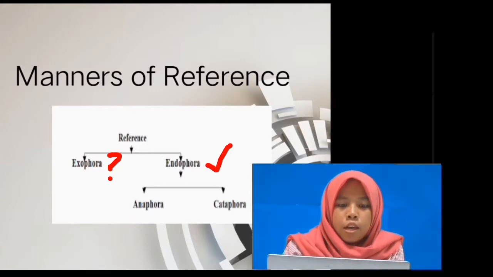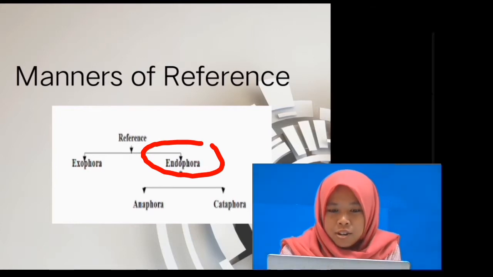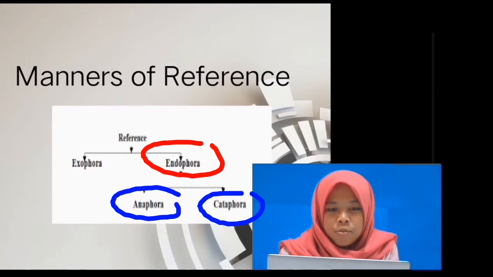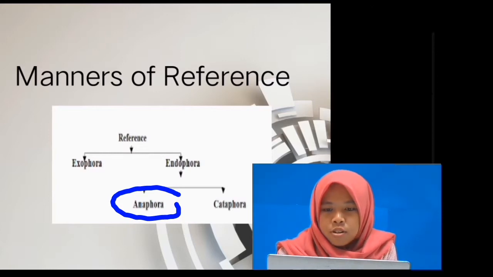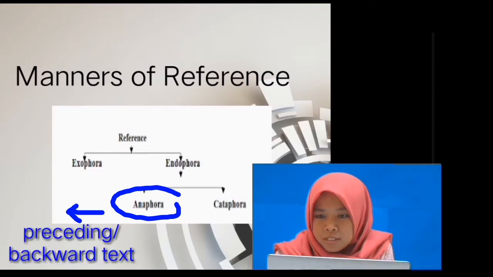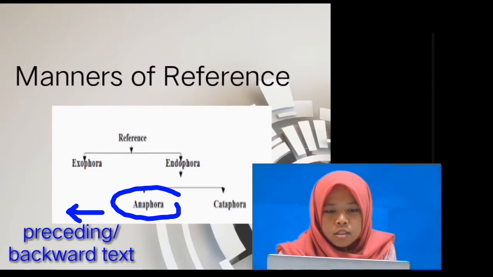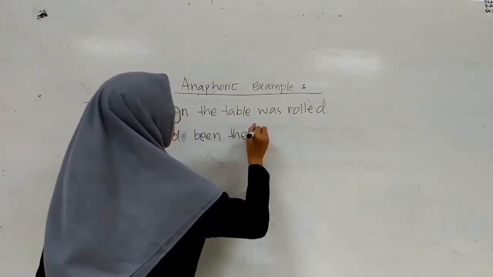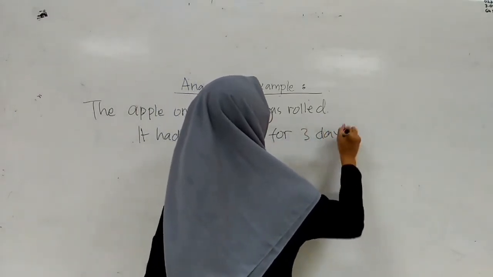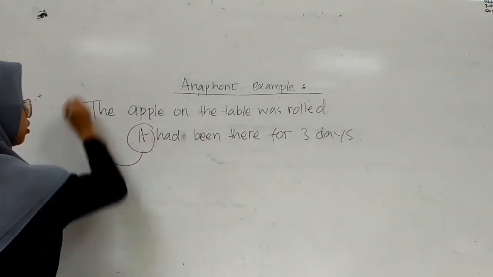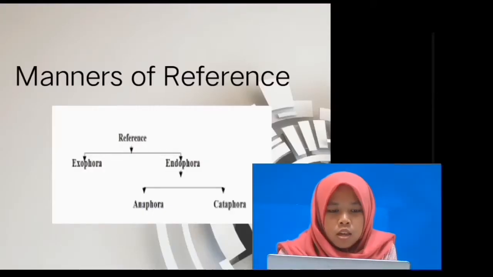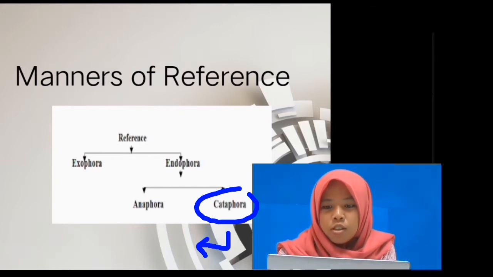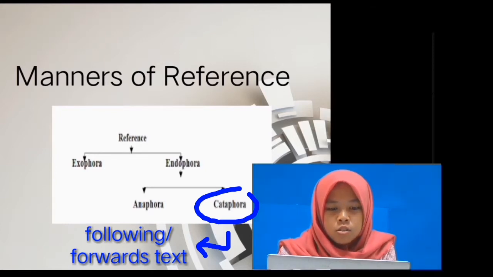within the text. Endophora can be subcategorized into two types, anaphora and cataphora. Anaphoric reference is used for references which refer to preceding text, or backward in the sentence or text. Cataphoric reference is used for references that refer to the following text, or forward in the sentence or text.